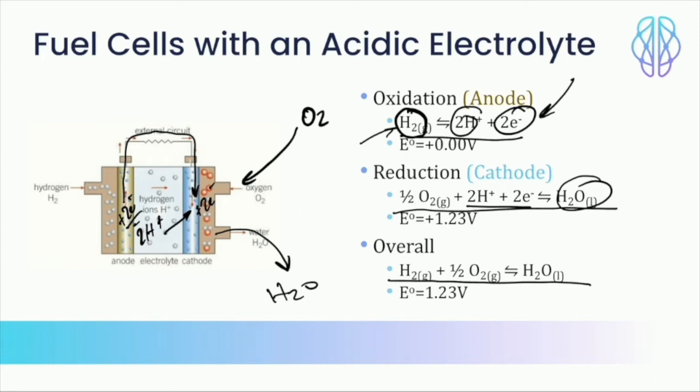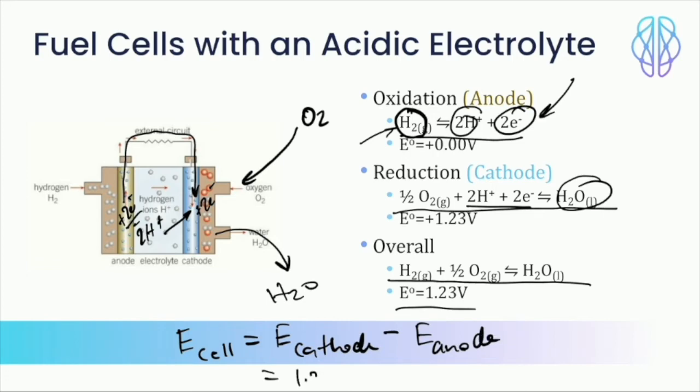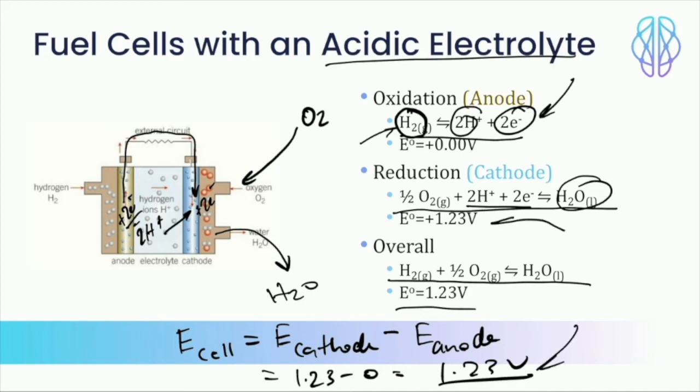And this is the overall reaction: hydrogen gas and oxygen gas combining to form water with an electric potential of 1.35. Also recall, with these electrolytic cells, the electric potential of the cell is the electric potential of the cathode minus the electric potential of the anode, which is 1.23 minus 0, which is 1.23. So thus, for this hydrogen fuel cell with the acidic electrolyte, we get an overall potential of 1.23 volts, and you can find both of these on your data sheet.